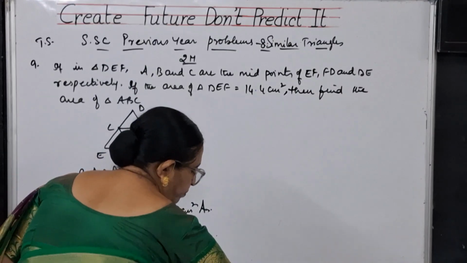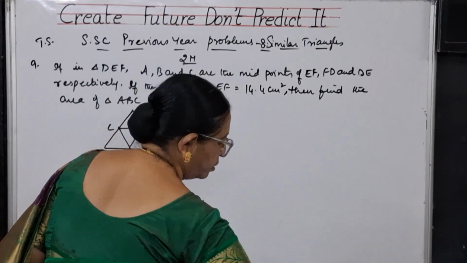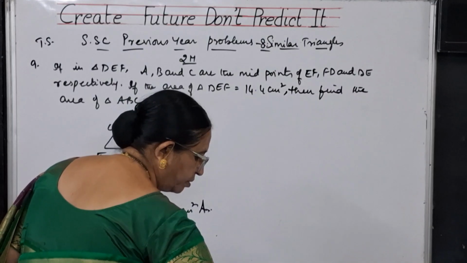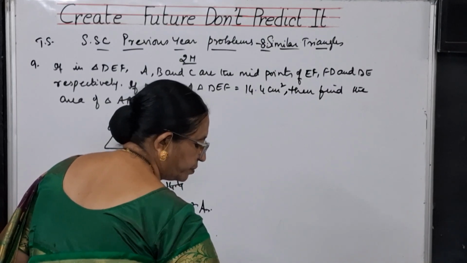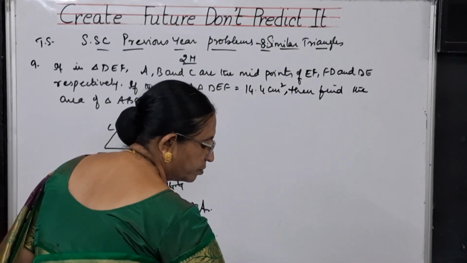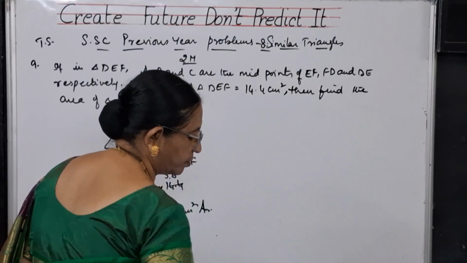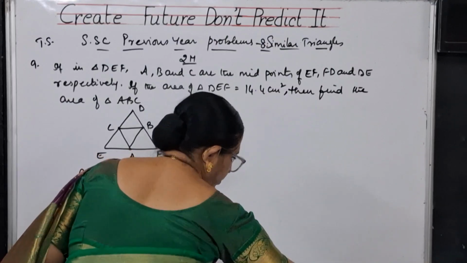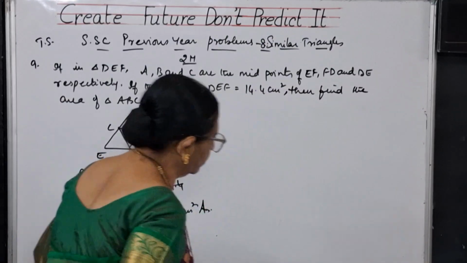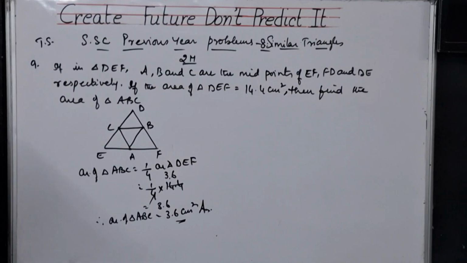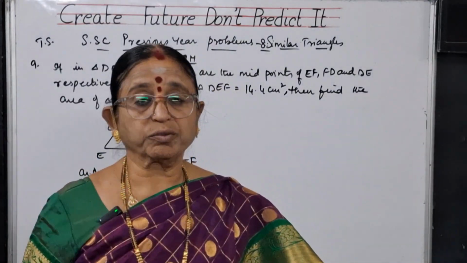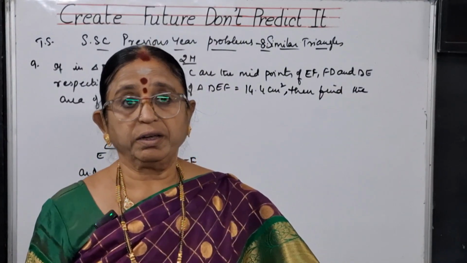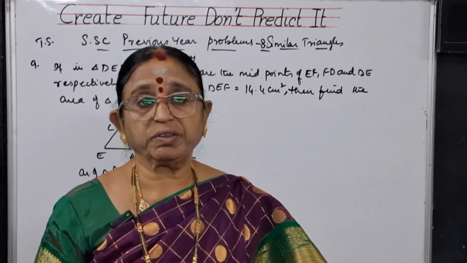Okay, children. Please copy this. Copy this, children. This is 9th sum. Now with this, I have completed 2 marks questions of similar triangles. We will be seeing 4 marks questions in the next class.